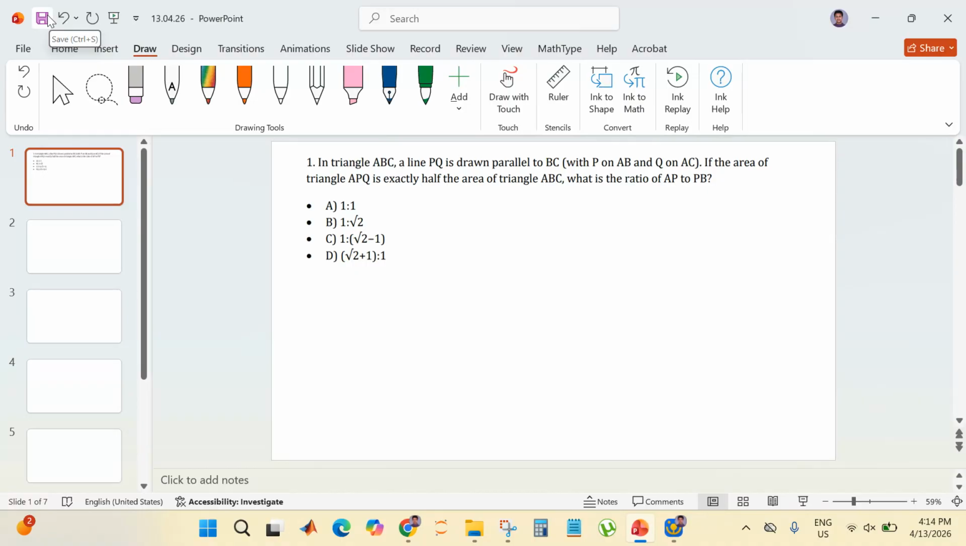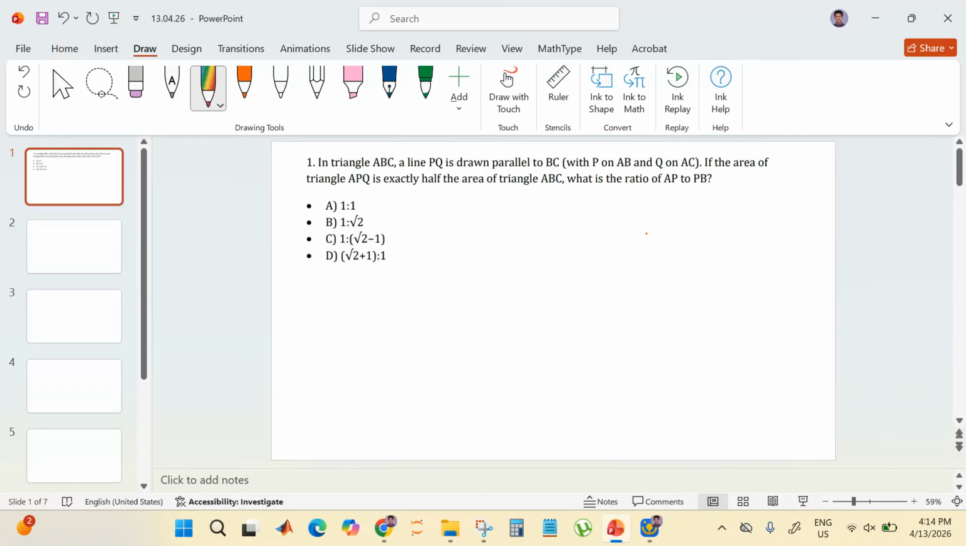Okay. First draw a triangle ABC. Then PQ is drawn parallel to BC. P is on AB and Q is on AC, is given.